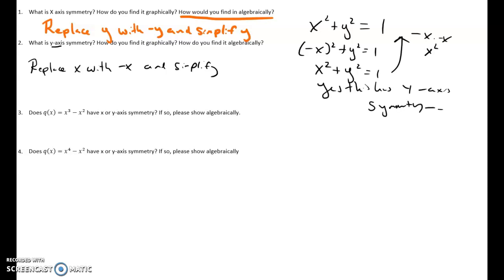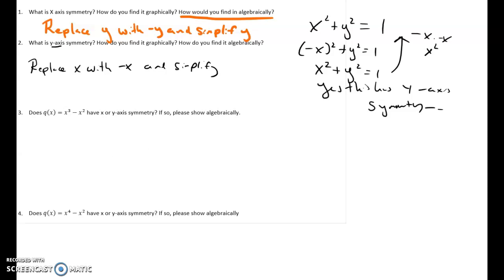Okay, so let's try a few of these. It says, does q of x, which is equal to x cubed minus x squared, have x or y-axis symmetry? If so, please show algebraically. So let's break this into two different cases. Hold on a second. I'm going to hit pause and give myself a little bit more space. All right. So again, I would do this on a piece of scrap paper, but let's do x-axis symmetry first. Remember, for this one, we replace y with negative y.